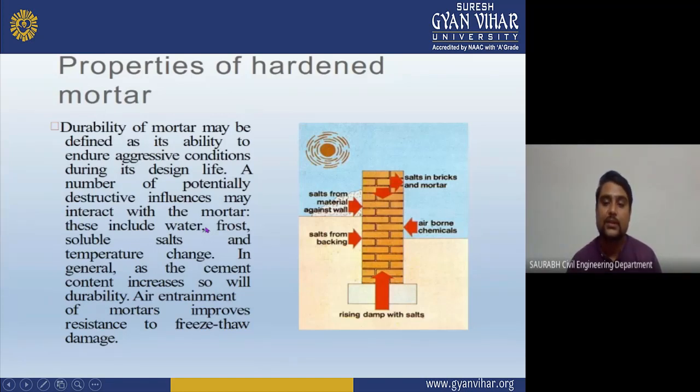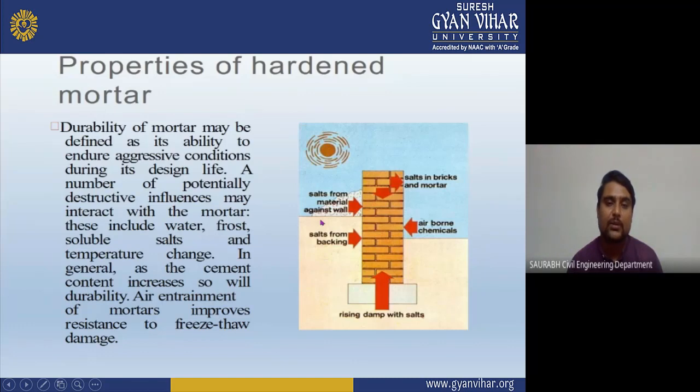As you can see, there is one image showing here. This is salts from baking, this is rising temperature with the salt, this is airborne chemicals, and this is salts in brick and mortar, salts from the material against the wall.